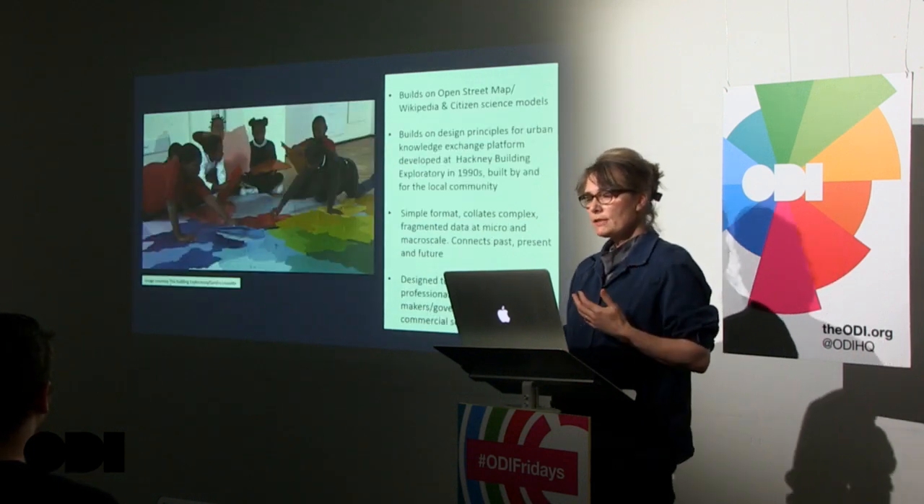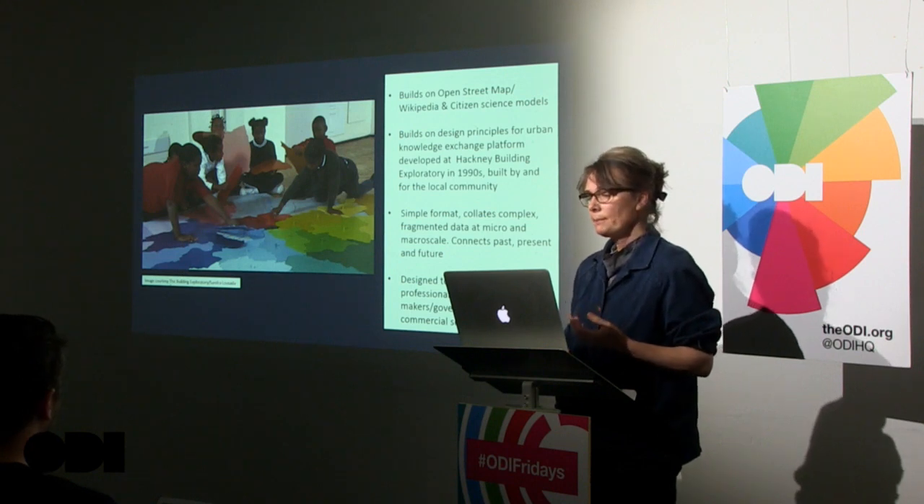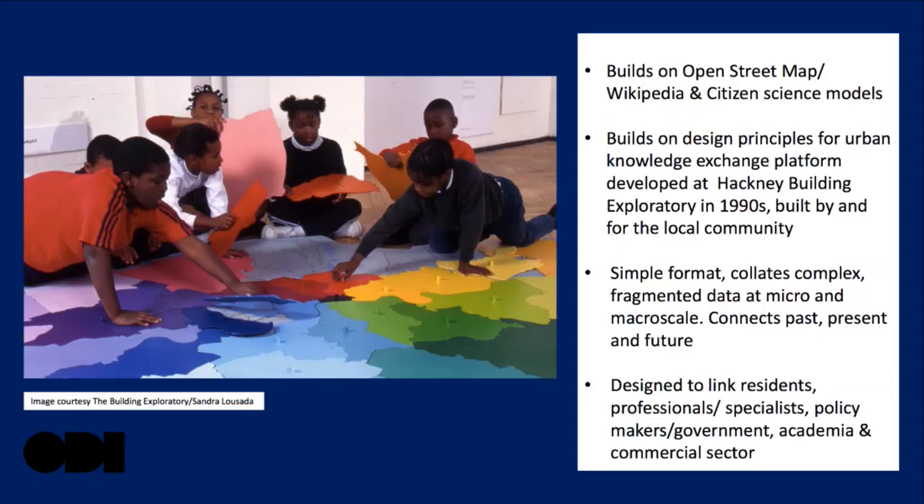This builds on work done by OpenStreetMap, on the Wikipedia model and citizen science models as well. It also builds on design principles for urban knowledge exchange platforms, primarily from the Building Exploratory, which was developed in the 90s, built by and for the local community. The image here shows this is a charitable trust which looked to combine technical and physical exhibits. Here the students are lifting up the boroughs to see how the tube system really is underneath. In this case, at that time, there were no tubes in Hackney.